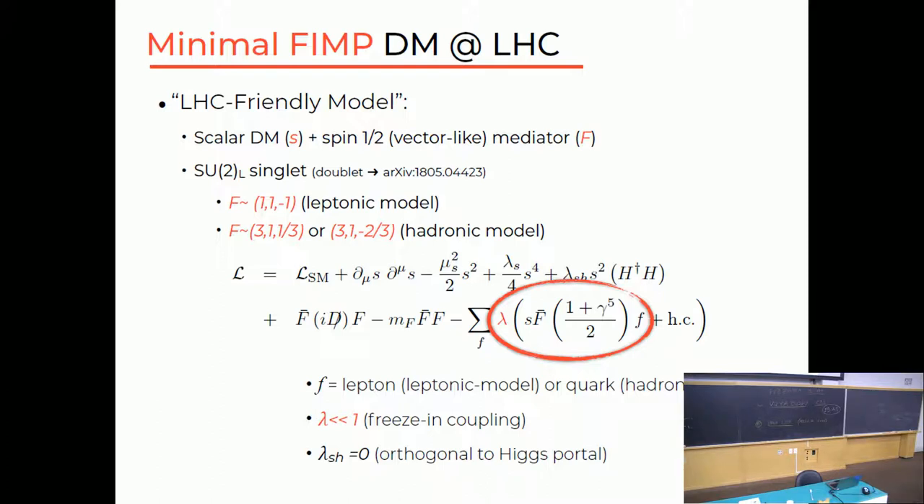And for the hadronic model, this will be a quark. So we have two types of models, two classes of models that I will present results for. And this is the Fimp coupling, the freezing coupling that has to be super tiny. And just to be concrete, we will assume this coupling here is zero. So the freezing really comes from this process, just to be orthogonal to the Higgs portal case that I discussed initially.